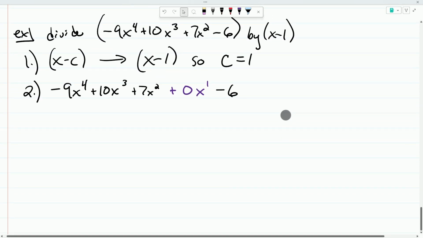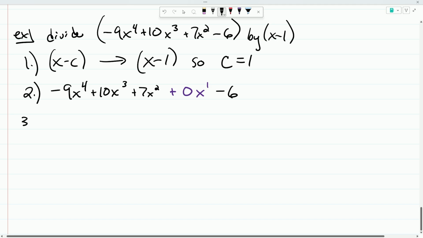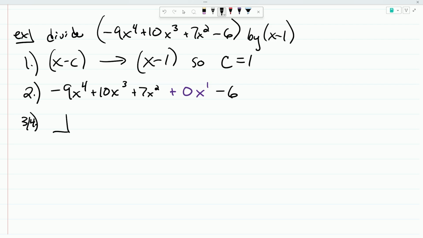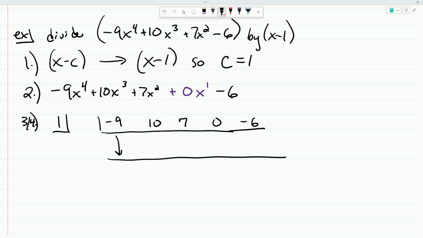All right. Now step number 3 and 4, set up in synthetic algorithm. So put a 1 there. Let's write out these coefficients. -9, 10, 7, 0, -6. Always drop the first coefficient down. On the far right-hand side is going to be the remainder. Take a deep breath. Okay, here we go.